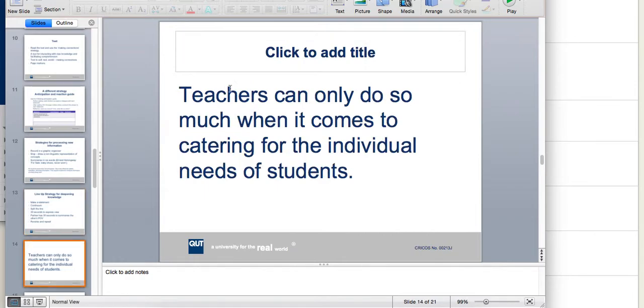So this was the statement that we used. Teachers can only do so much when it comes to catering for the individual needs of students. So we got up and we stood across the line where we felt our beliefs were, and then we chatted to somebody who might have had a slightly different point of view from us. So that's a really nice activity to get students moving, get them talking, expressing their ideas, being able to justify their ideas.